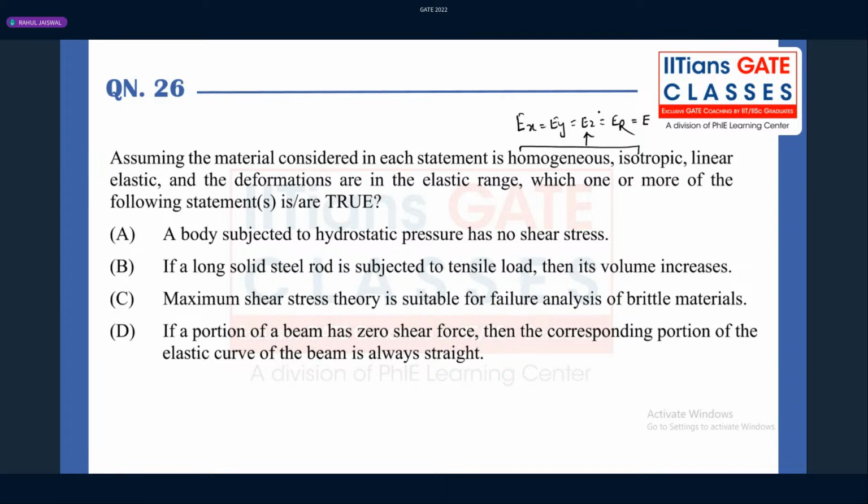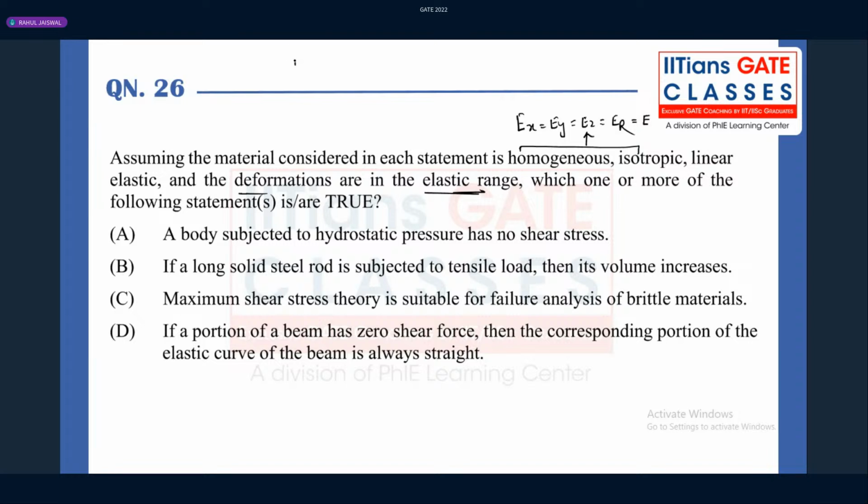Of course, in reality, we don't have such material, but still, we are just making ideal assumptions so that we can frame the equations, and that equation we can apply to what? A real problem, right? And it's a linear elastic material, right? Of course, any material that is being studied in strength of materials needs to follow Hooke's law. And very important, deformations are within the elastic range.